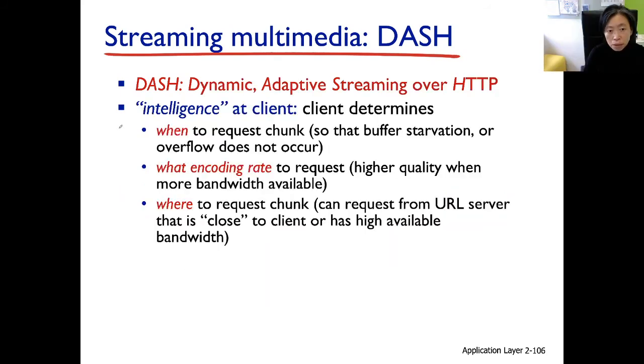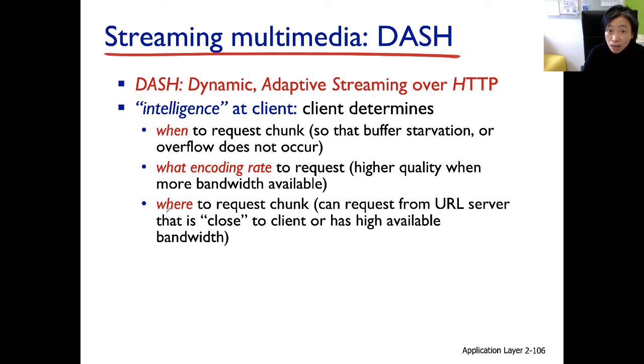So you heard that the client is actually pretty busy. It's measuring the available bandwidth and deciding what is the best rate of the chunk to download: higher rate or lower rate. This is one of the intelligences the DASH client exercises. There are actually two more intelligences implemented in the client. The second one is where to request the chunk. And the third, when to request the chunk. Let's talk about each of these a bit further next.